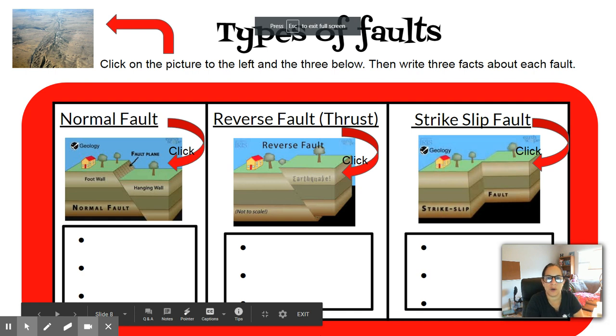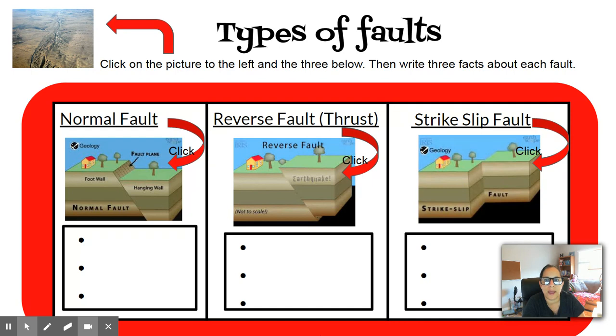Hey, boys and girls. So I wanted to take some time to talk to you guys about the types of faults there are. And these faults don't always create earthquakes, but it's very important to know about the different types of faults because they can create earthquakes, they can create volcanoes, or they can even create new land.